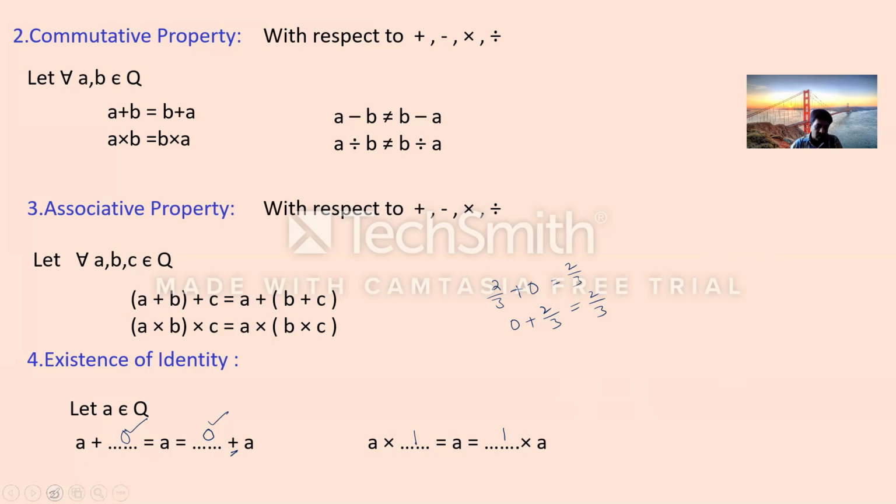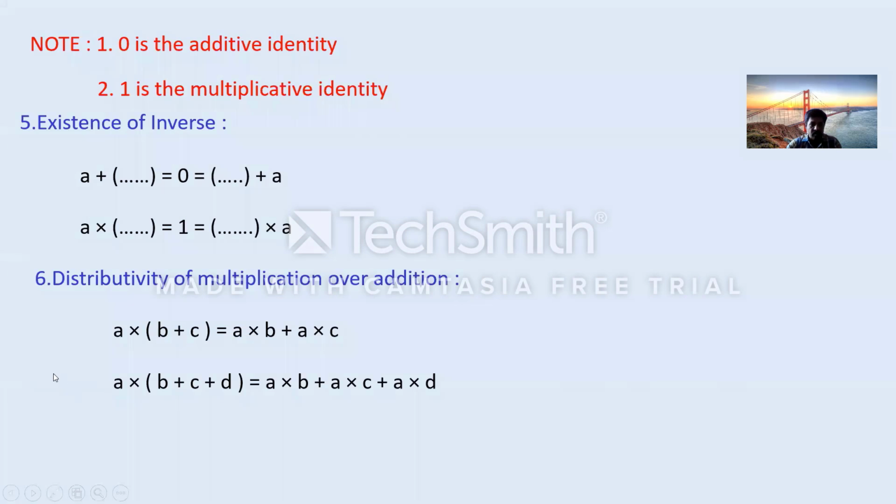Now we'll see the last property, existence of inverse. Now here observe that 0 is the additive identity and 1 is the multiplicative identity. Now existence of inverse. What is inverse? Inverse means if the sum of two numbers is an additive identity, then the two numbers are additive inverses of each other. That means if a plus how much will give you 0? Here obviously a plus minus a is 0 and minus a plus a equal to 0.